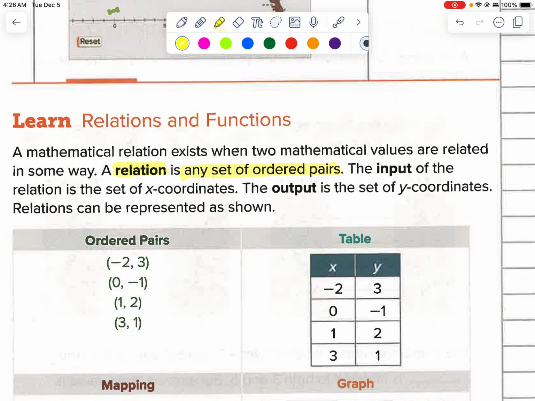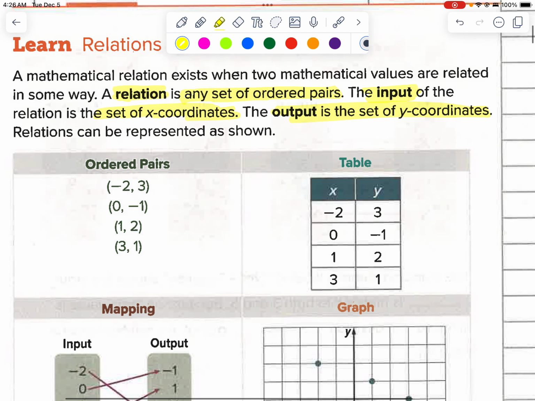relation. The input values of the relation are the set of x coordinates. The output is the set of y coordinates. Okay, so if I look at these, these are all relations right here.